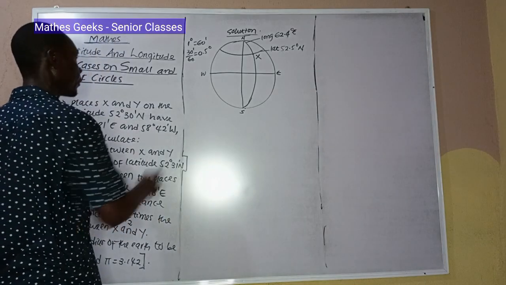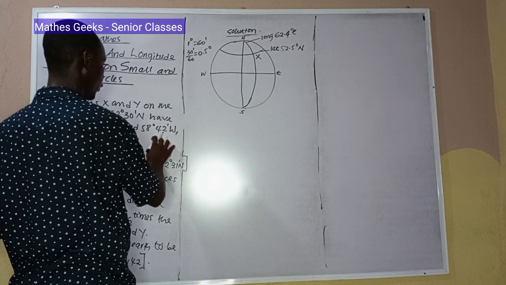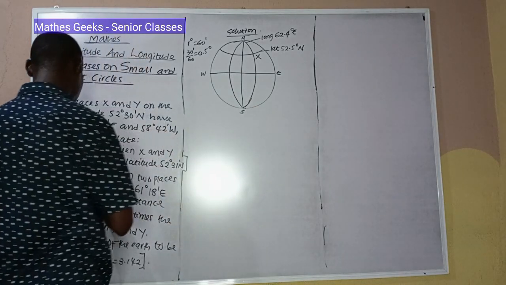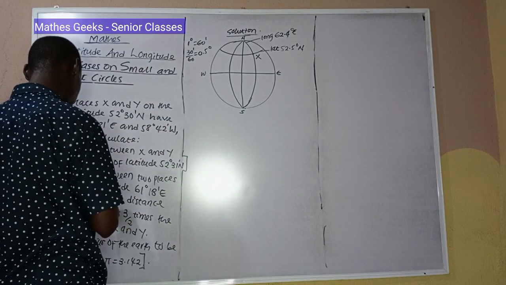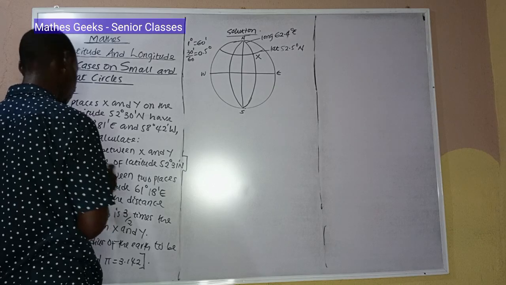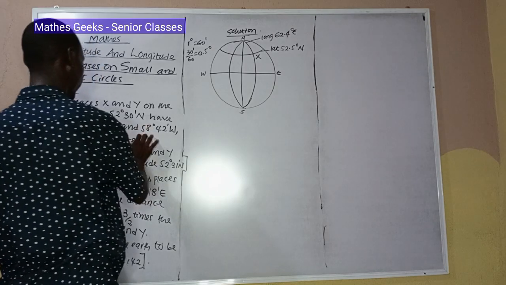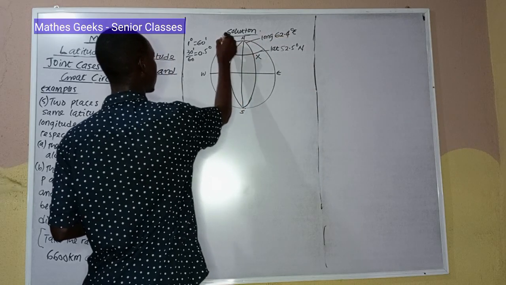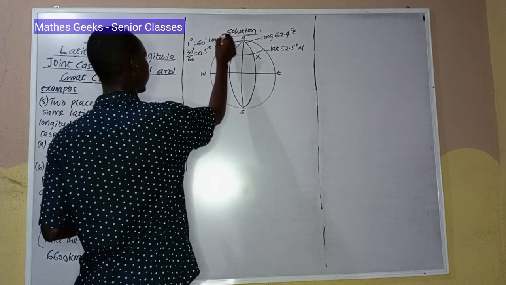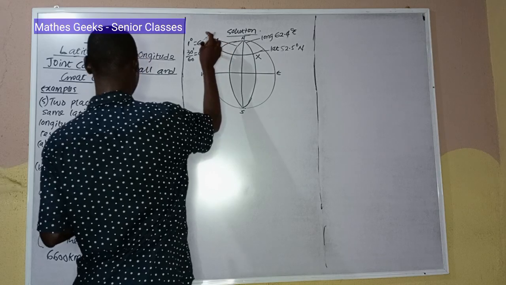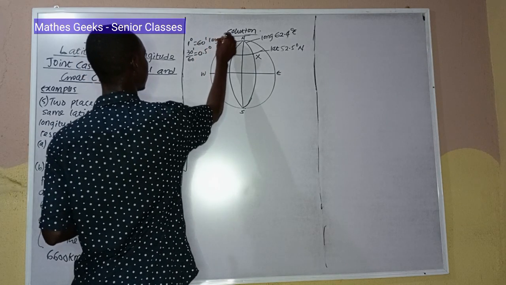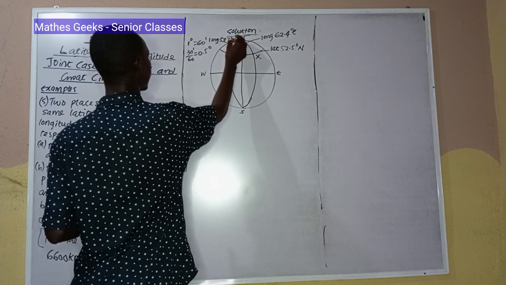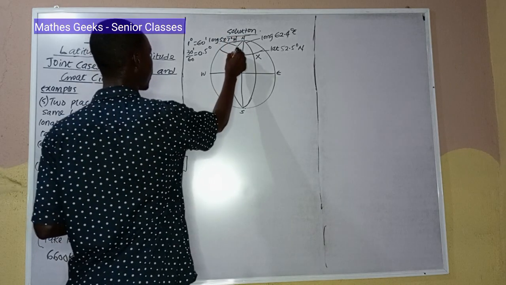So Y is 58 degrees 42 minutes west. I'm going to convert 42 divided by 60, which is equal to 0.7. So 0.7 plus 58 is 58.7 degrees west. So this is the longitude, 58.7 degrees west, and this is point Y.